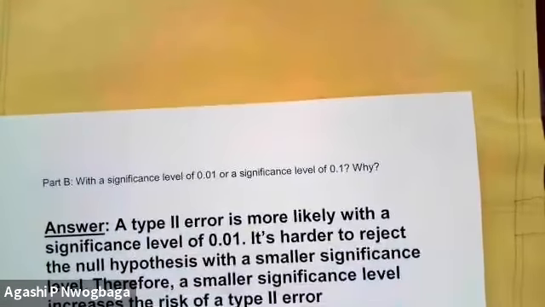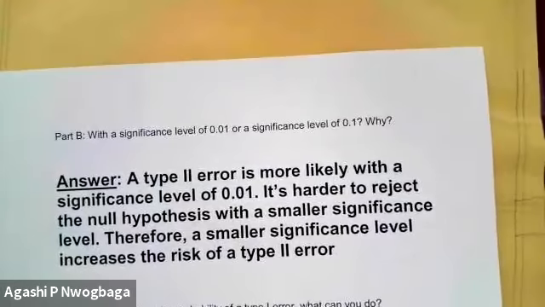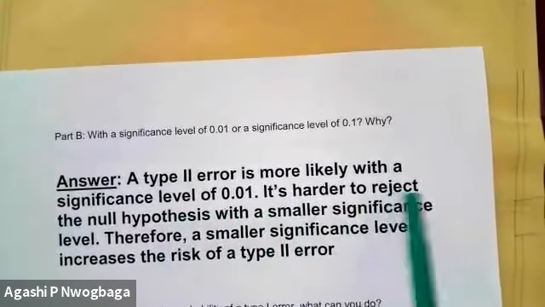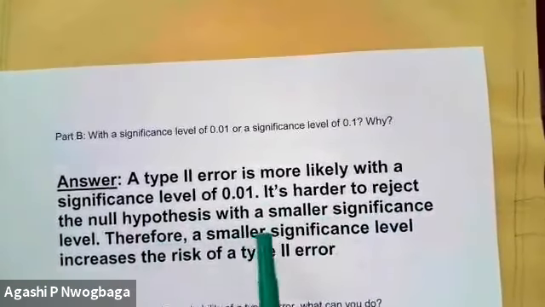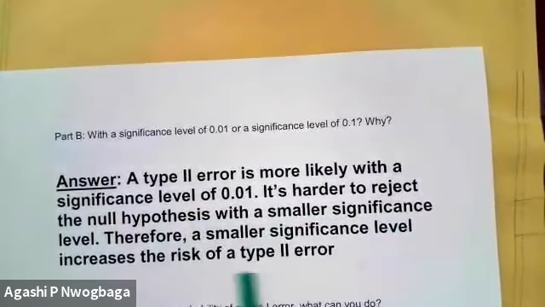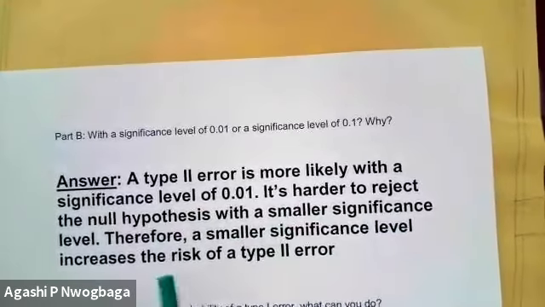Similar question. With a significance level of 0.01 or a significance level of 0.1, in which case is a type 2 error more likely to arise? Is it with smaller significance level or higher significance level? A type 2 error is more likely with a significance level of 0.01. It is harder to reject the null hypothesis with a smaller significance level. Therefore, a smaller significance level increases the risk of a type 2 error.